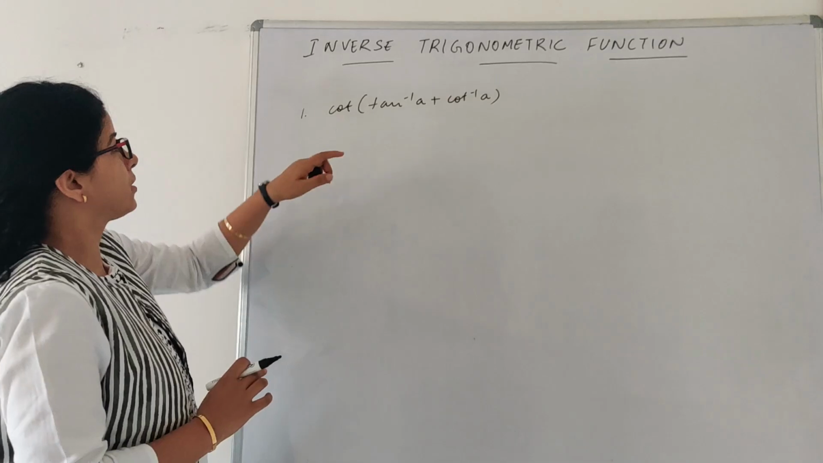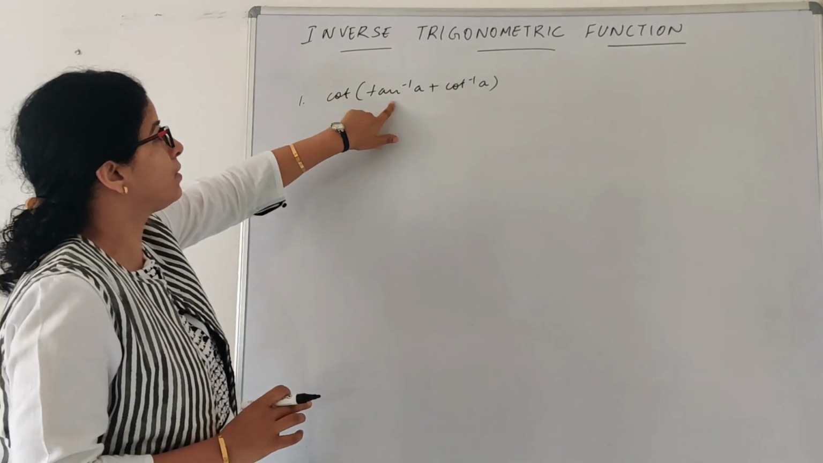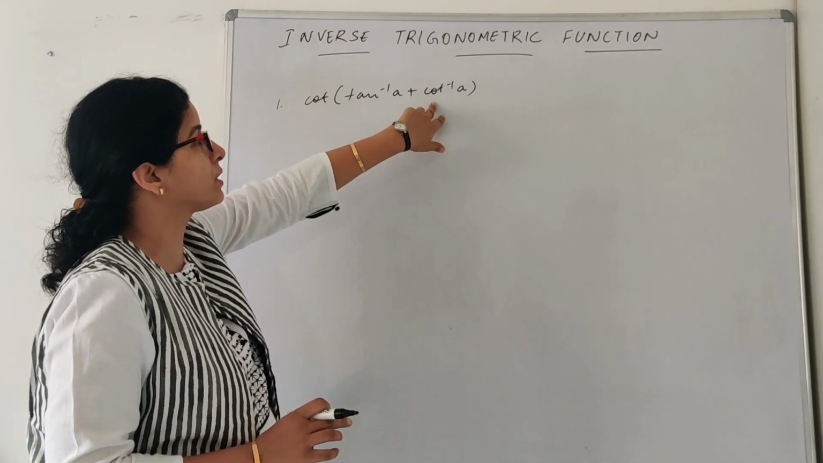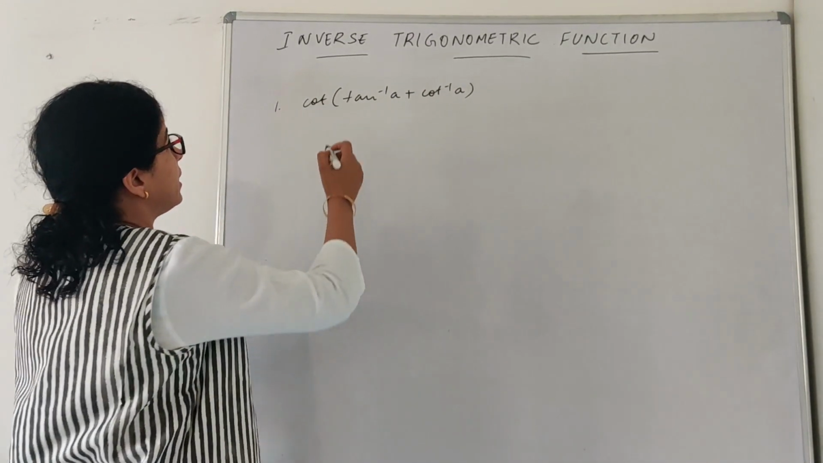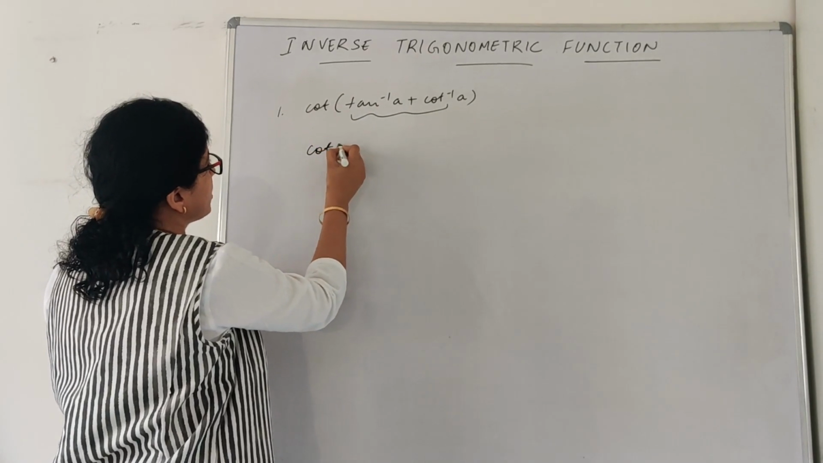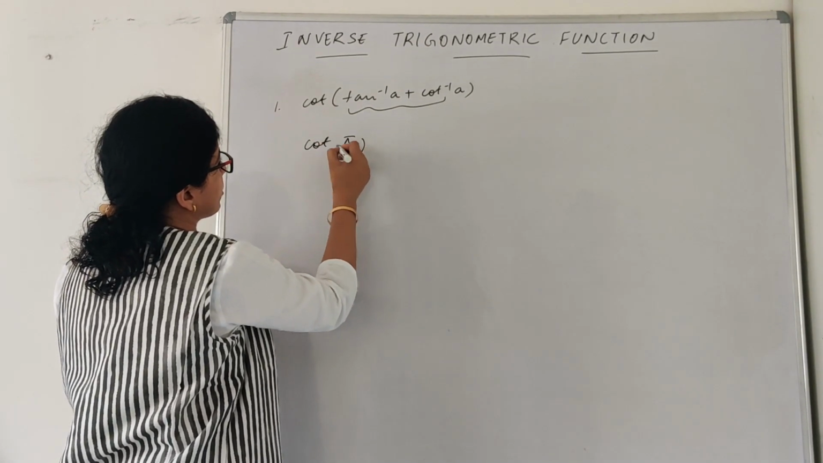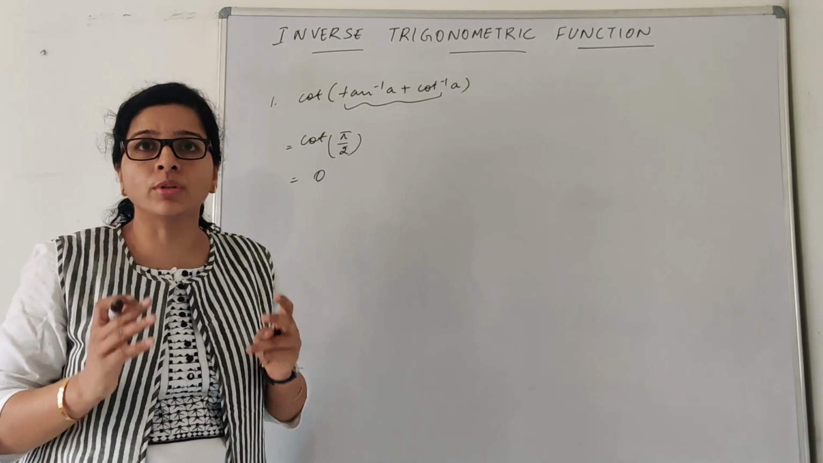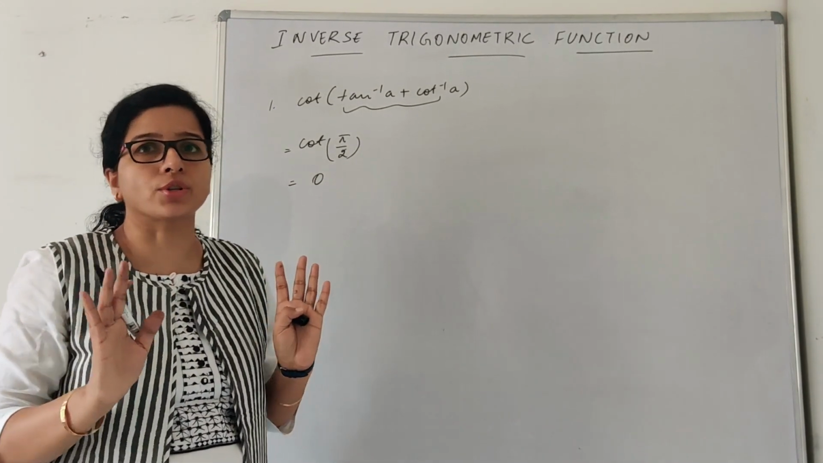So let us take this question: cot of (tan inverse a plus cot inverse a). Just now we have read that tan inverse x plus cot inverse x is equal to pi by 2, right? So directly I can write cot pi by 2 in place of this. And what is my cot pi by 2? It is 0. So we are done. If we know the property, we can easily solve that question.